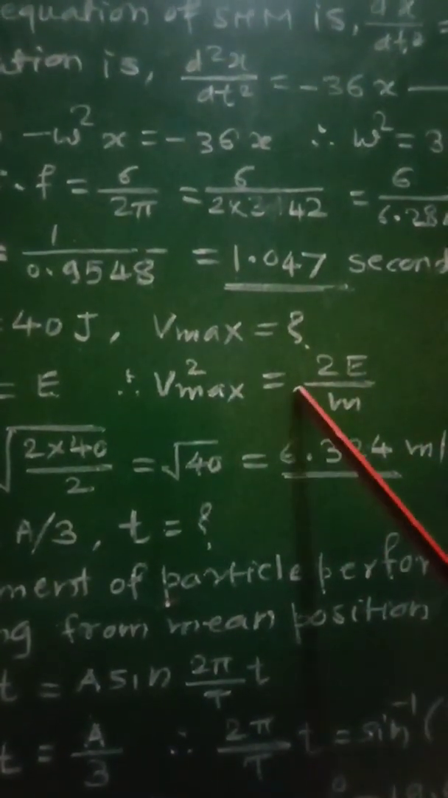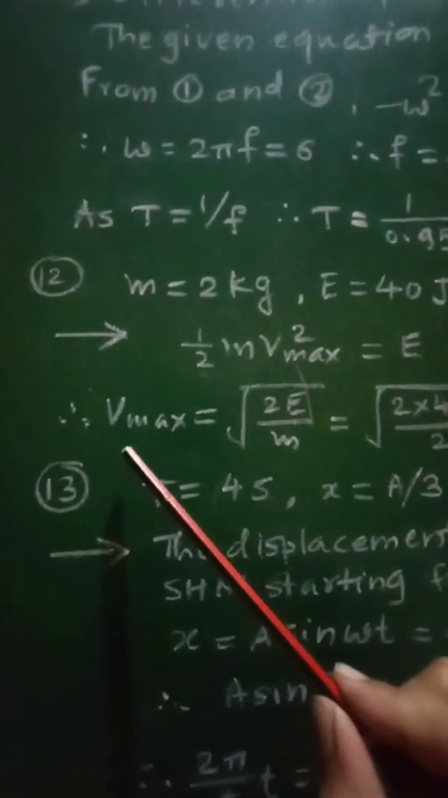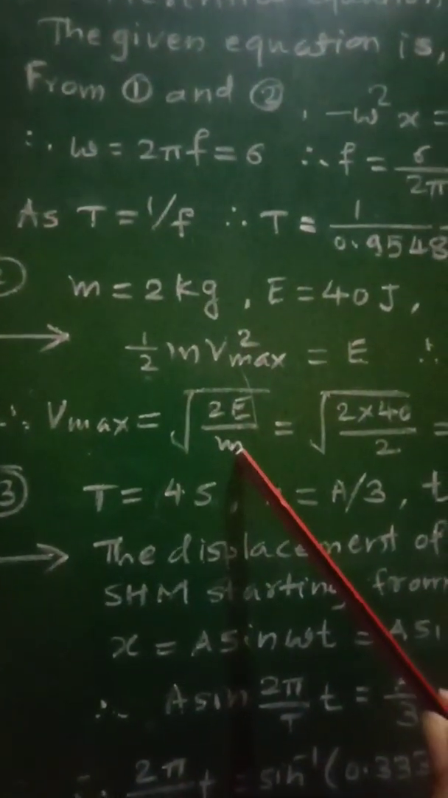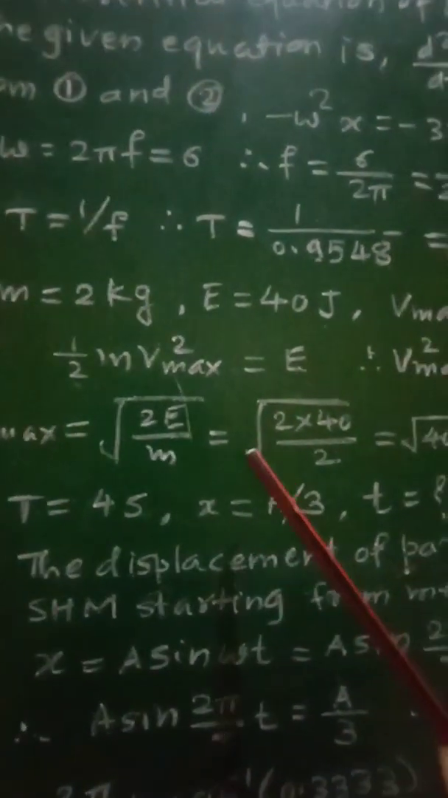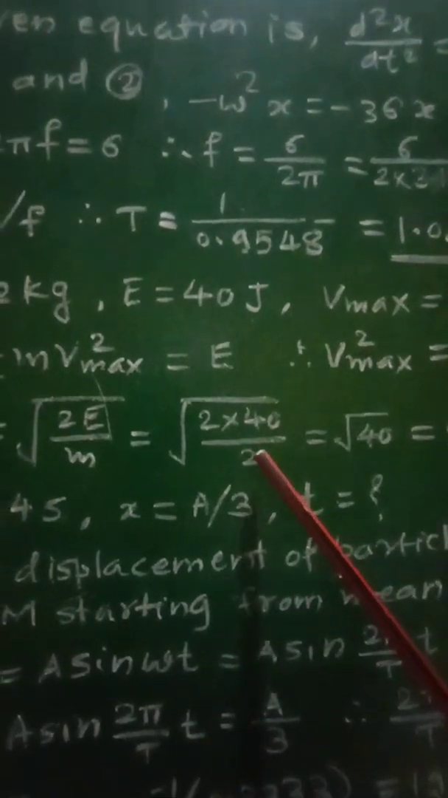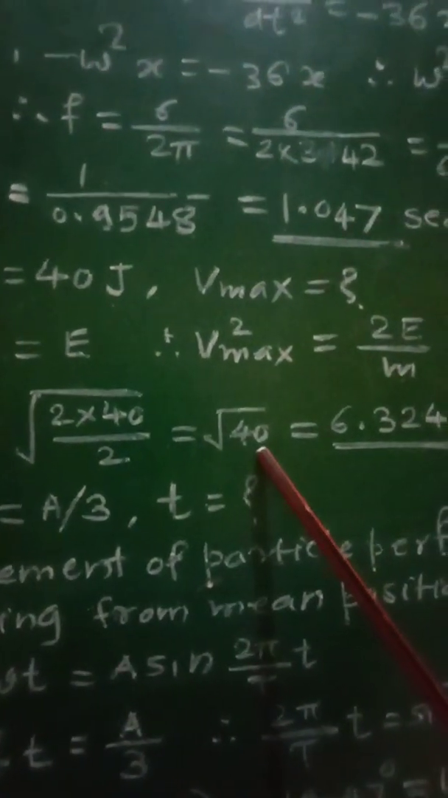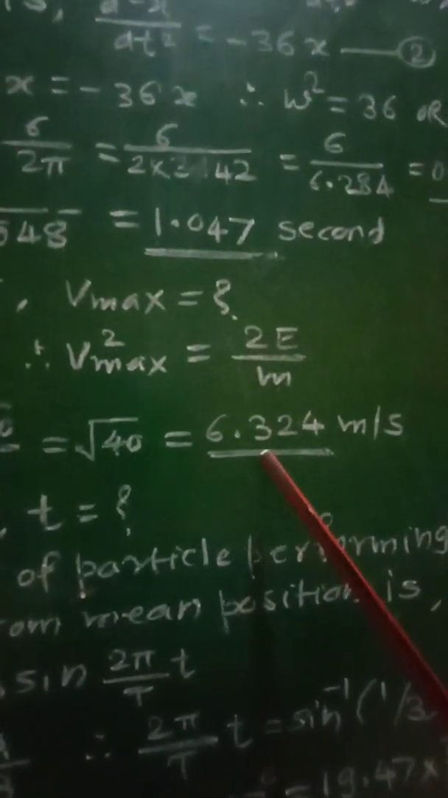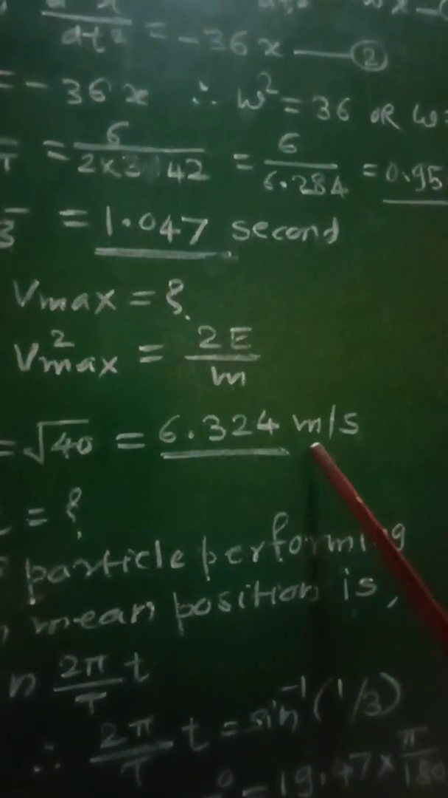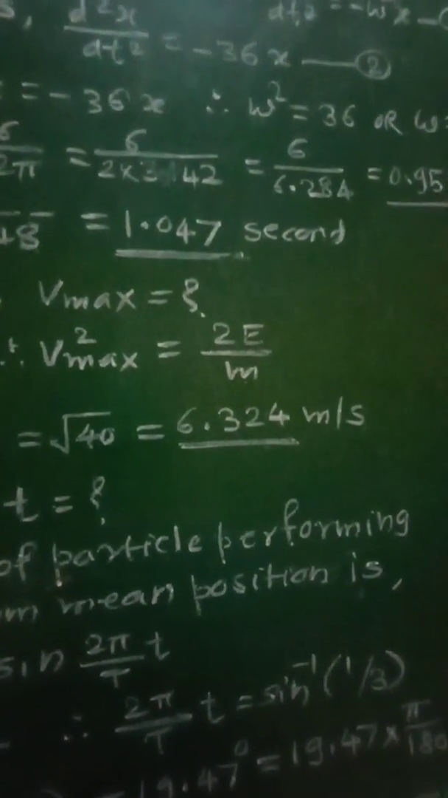v max square equal to 2E upon m, and therefore, taking square root, v max equal to square root of 2E by m. Putting the values, we will get square root of 2 into 40 upon 2. The 2 will get cancelled. We will get square root of 40, which comes out to be 6.324 meter per second. This will be the maximum speed of that body while crossing the mean position.